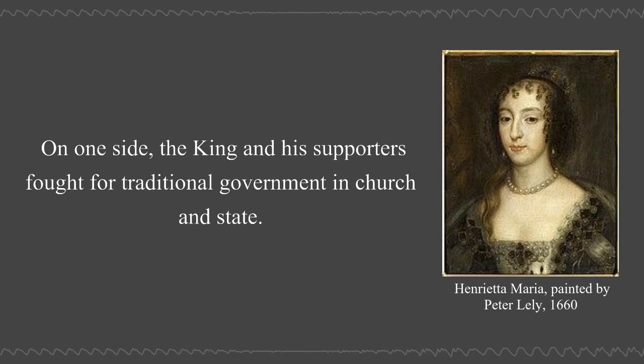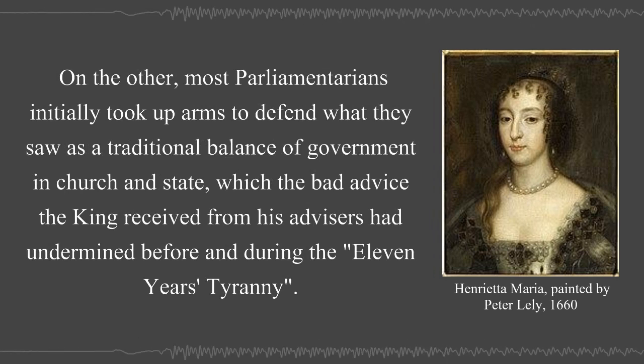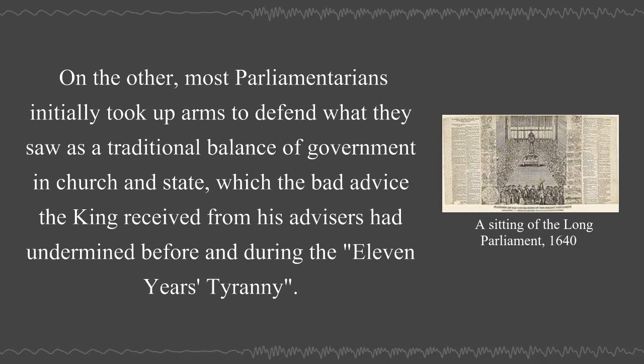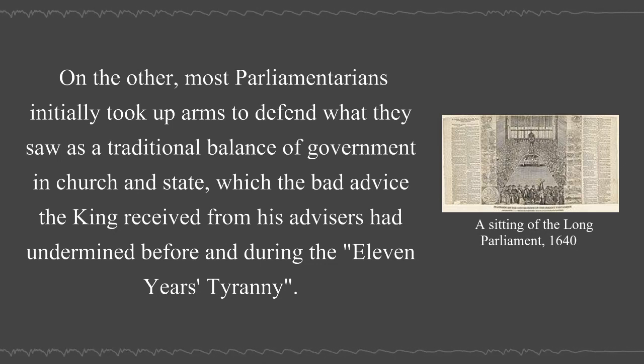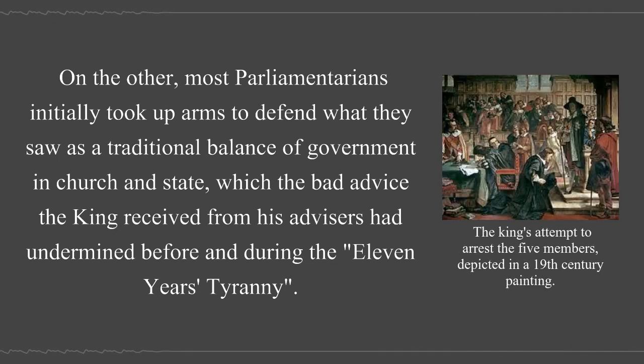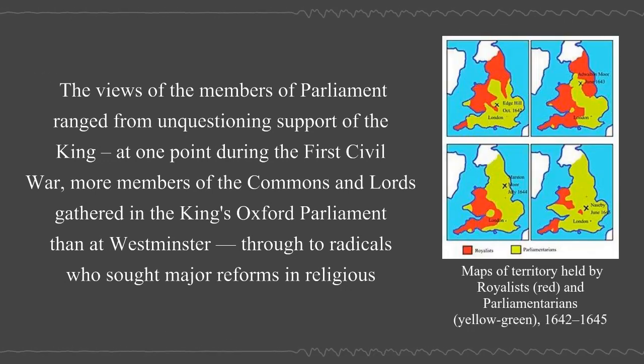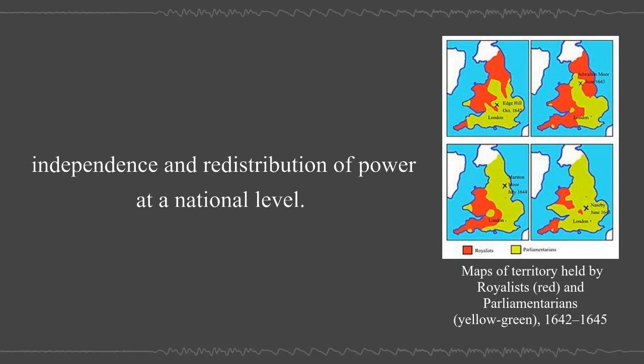On one side, the king and his supporters fought for traditional government in church and state. On the other, most parliamentarians initially took up arms to defend what they saw as a traditional balance of government in church and state, which the bad advice the king received from his advisers had undermined before and during the 11 years' tyranny. The views of the members of Parliament ranged from unquestioning support of the king. At one point during the First Civil War, more members of the Commons and Lords gathered in the King's Oxford Parliament than at Westminster, through to radicals who sought major reforms in religious independence and redistribution of power at a national level.